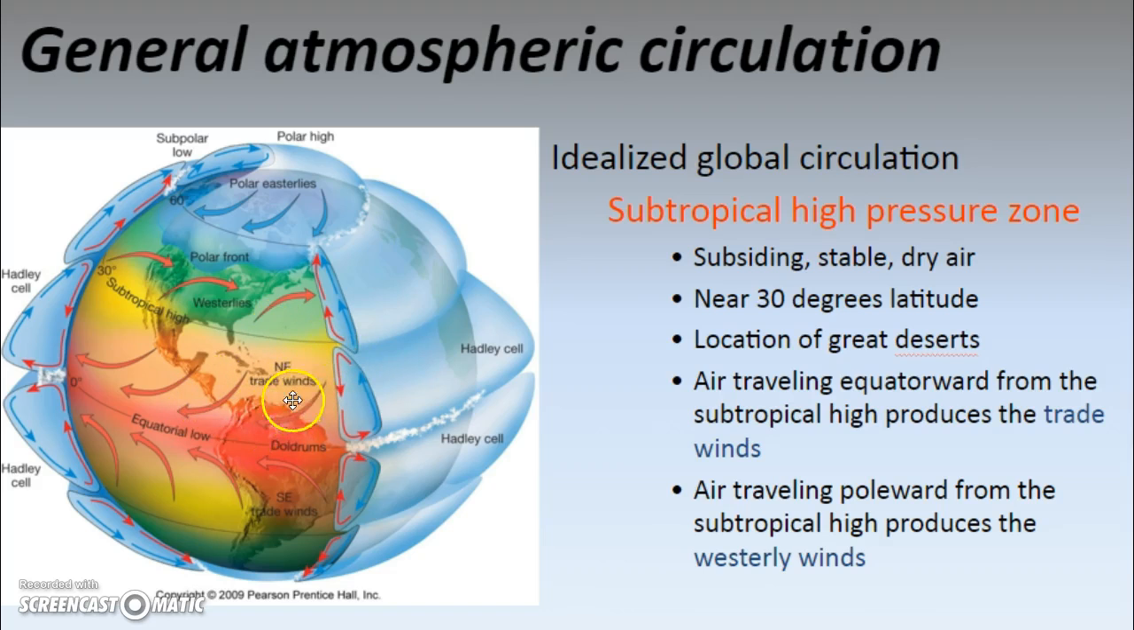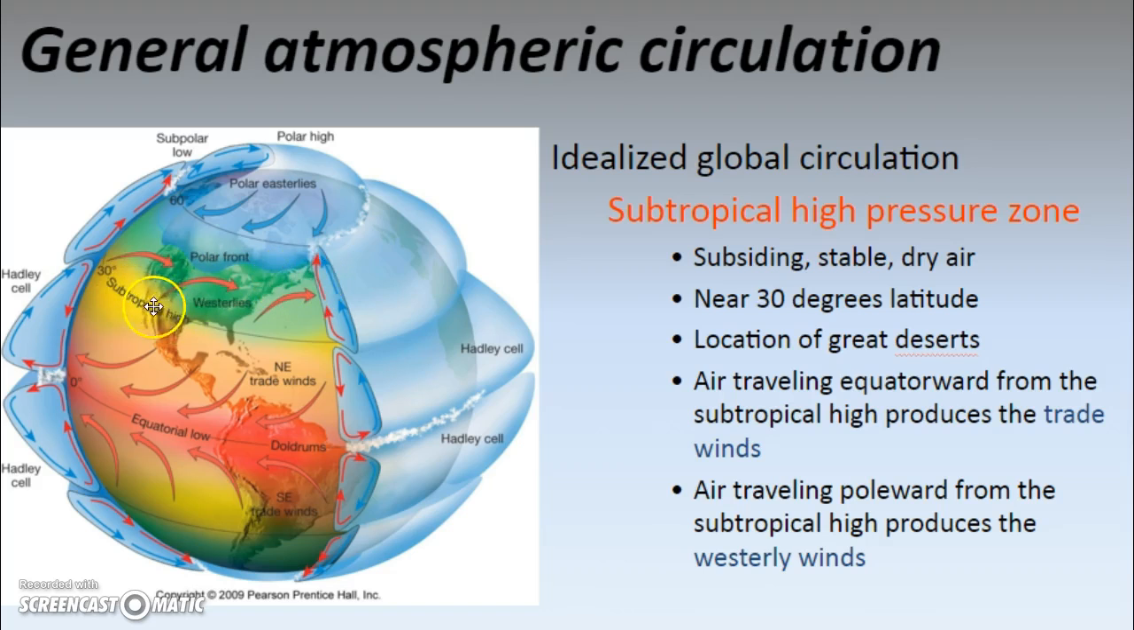Out of the northeast, they're blowing to the southwest. Notice that the deflection is consistent with the Coriolis effect. The air traveling poleward from the subtropical high produces the westerlies, or the westerly winds. Notice the subtropical high being moved towards the subpolar low. It moves high to low as your pressure gradient force, deflected to the right in the northern hemisphere, which is a component or an explanation of the Coriolis effect.